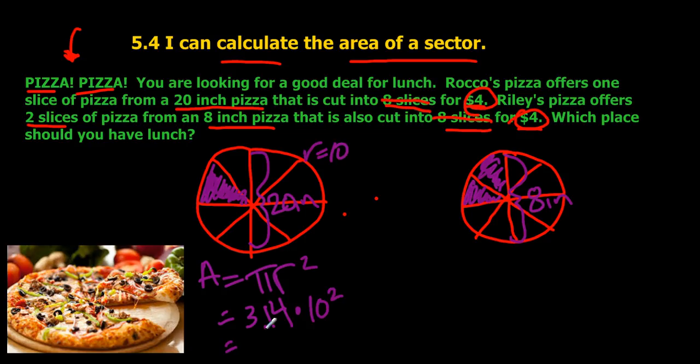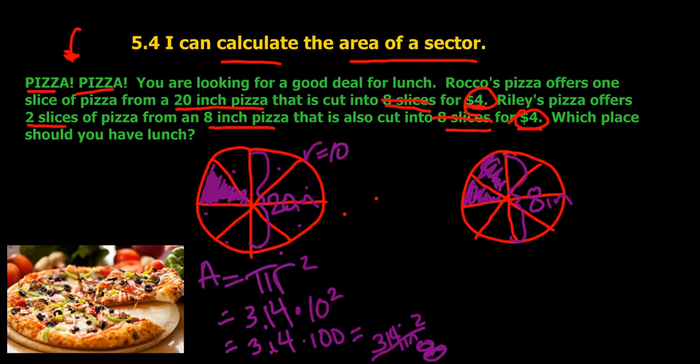I go ahead and finish that off. It's going to be 3.14 times 100, which is going to be 314 inches squared. Now that would be in the whole pizza, but you have to remember you only get 1 slice, right? So 1 slice, it's 1 out of 1, 2, 3, 4, 5, 6, 7, 8. So I have to divide my 314 inches by 8 for the 8 slices.